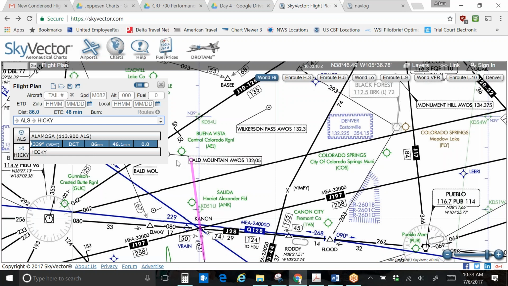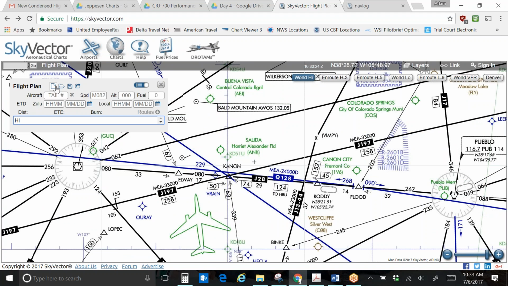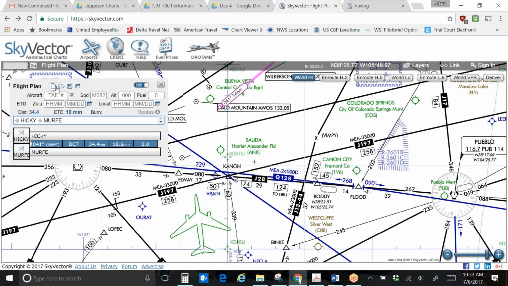Okay, so let's figure out how long that particular leg was. So Alamosa to Hickey is 86. And then from Hickey to Murphy is 34.4. But now we're going to minus off 1.7 miles because our top of descent was 1.7 miles before Murphy. So this total leg for this is now 118.7.